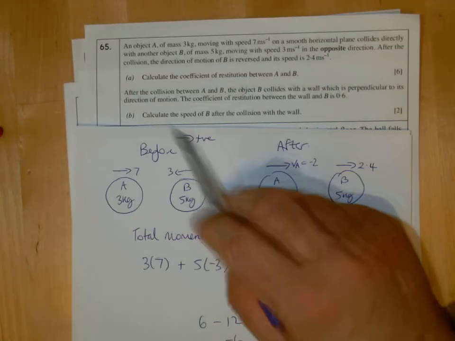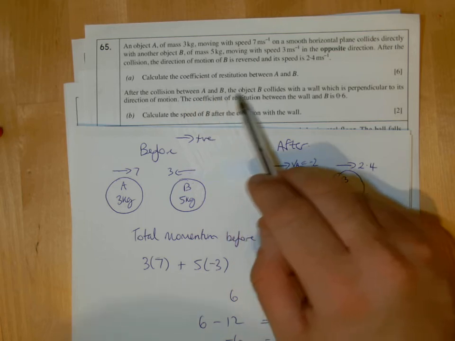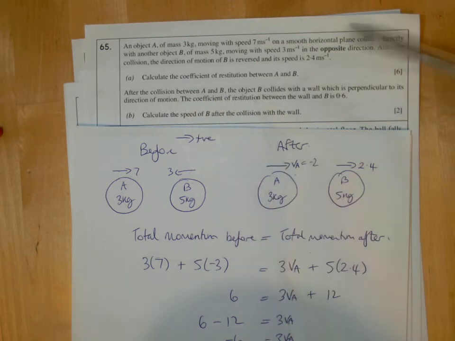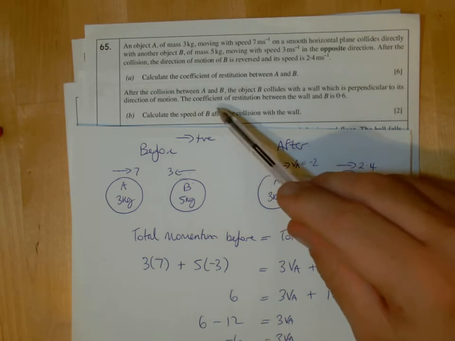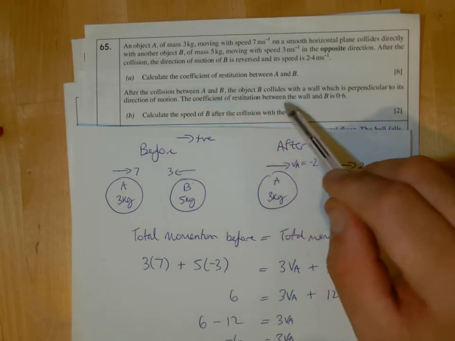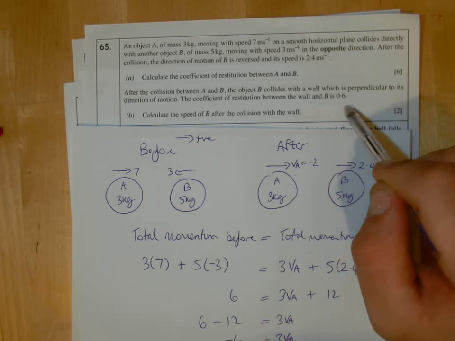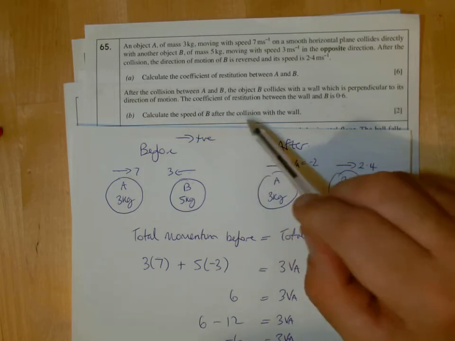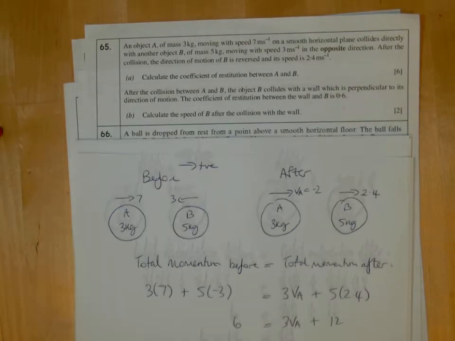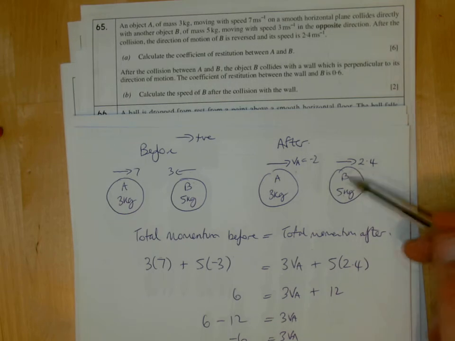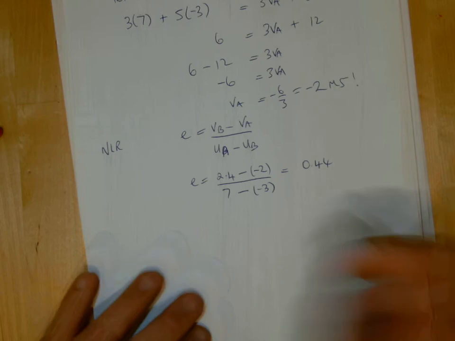So then we've answered part A, and it says then, after the collision between A and B, the object B collides with a wall which is perpendicular to its direction of motion. The coefficient of restitution between the wall and B is 0.6. Calculate the speed of B after the collision with the wall. Okay, so let's just focus on B. Now remember, B, after the collision, was going at 2.4. Let's just maybe draw that out.